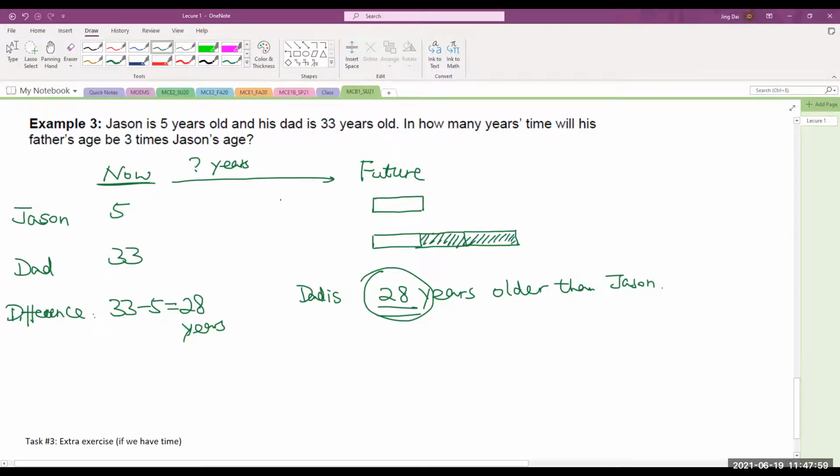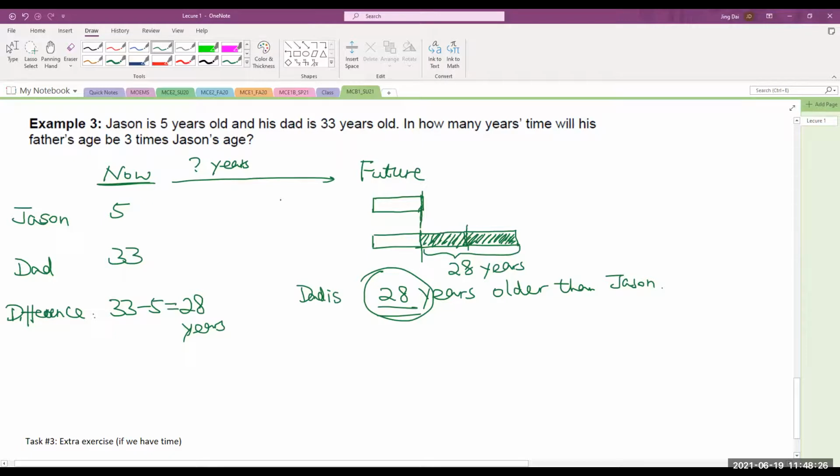Oh, I'm so proud of all of you. You're doing so well. I had a feeling, because there's no way that Jason can be 20 years old. Okay, hold on. So in the future, we know that this little bar is going to be the same. So the extra bars Daddy has, that is 28 years.